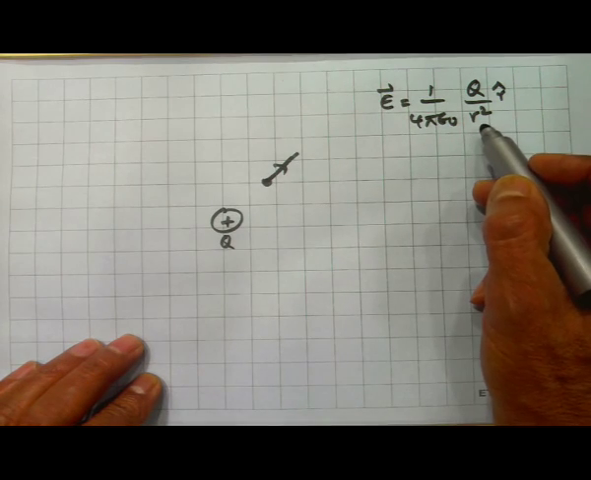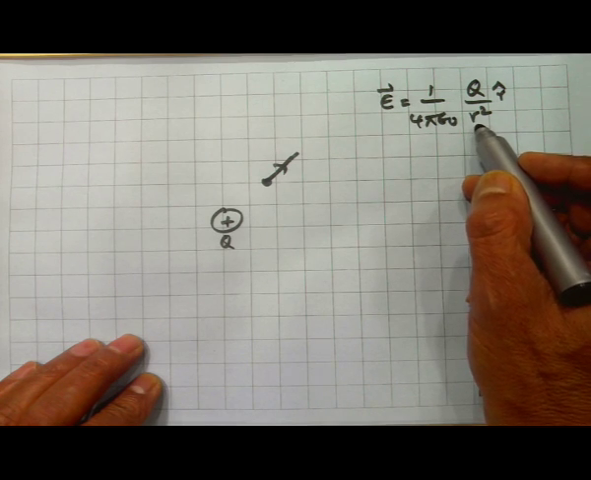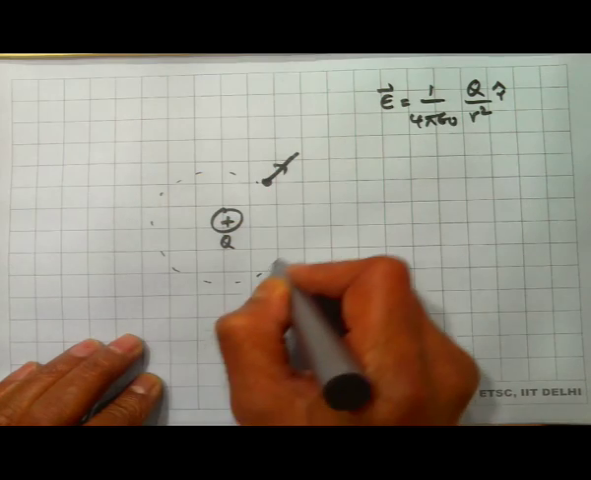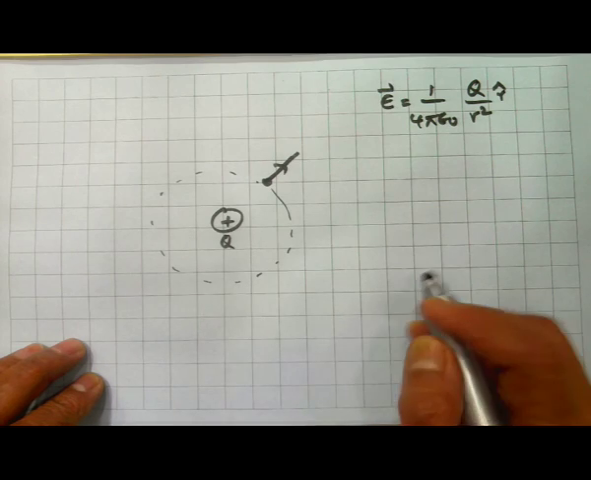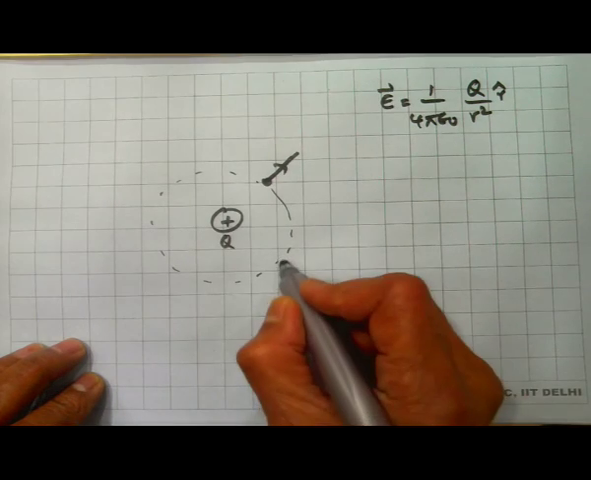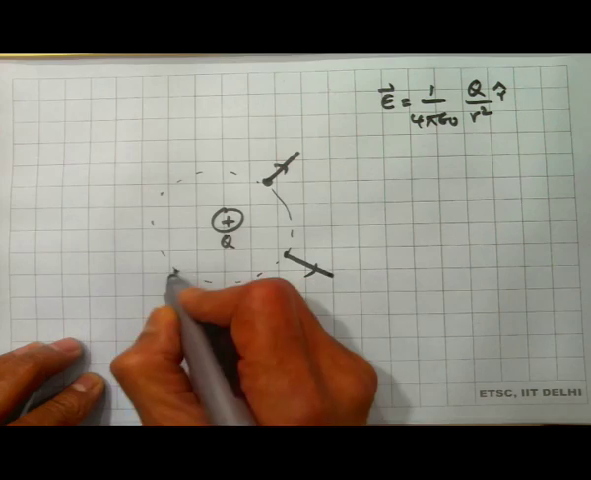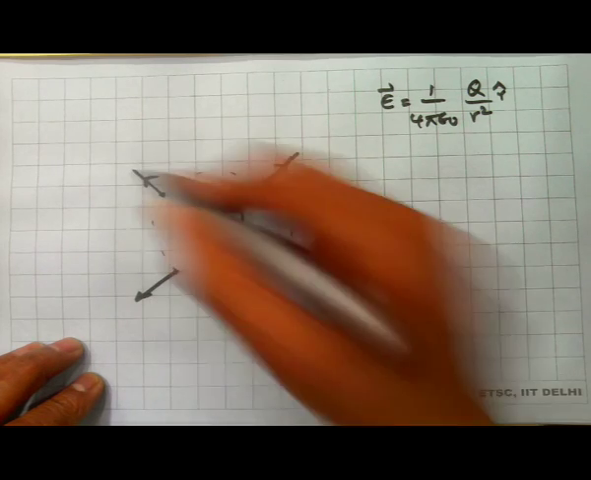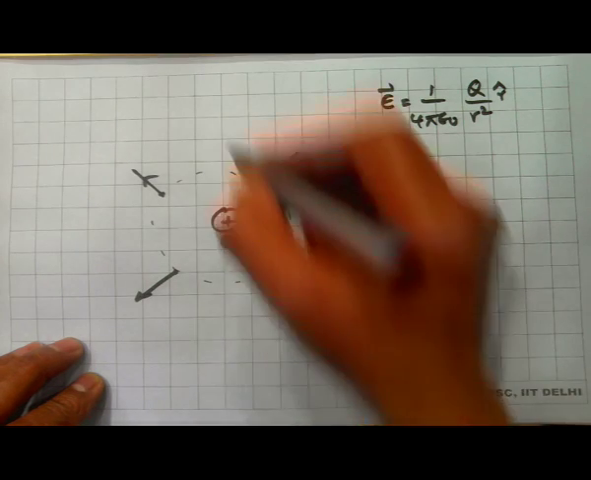Now, you see here in this equation, the electric field remains the same if r remains the same. The magnitude of electric field is the same for all points having the same r, and all points having the same r will lie on a circle around this point, actually a sphere around this point charge. So, all these points on the circle will have the same magnitude of electric field, but the direction will be different, because at this point the electric field will have this direction, at this point the electric field will have this direction. They will all have the same magnitude, but different directions. Okay.